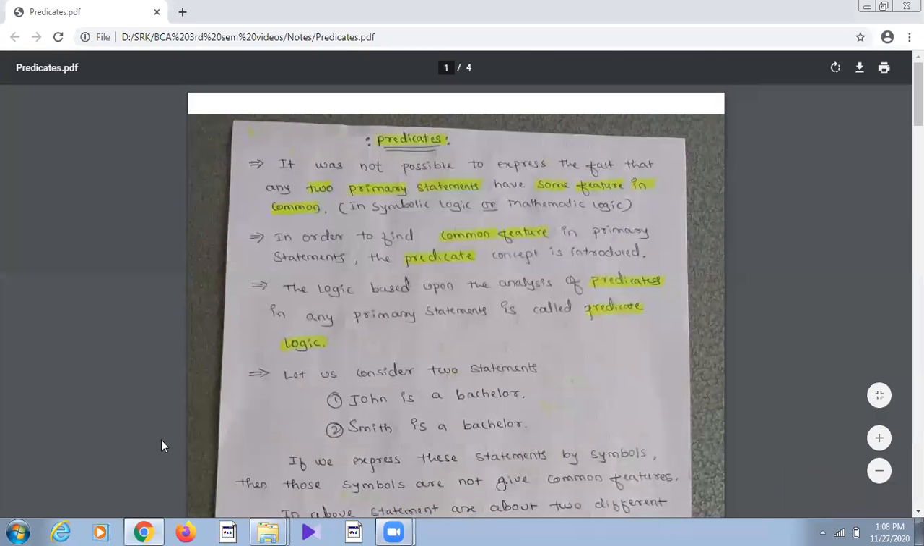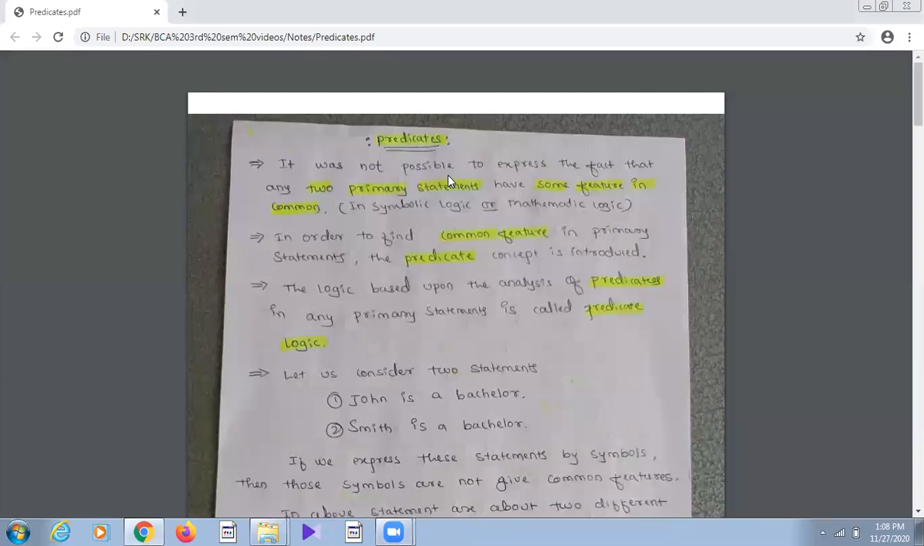So this is the new concept, that is the predicates. Whatever we have studied up to now, that is rule of inference, connective symbols, logical equivalence, these come under mathematical logic, or symbolic logic. So the next concept is the predicates. Before going to this concept, first understand why we use the predicates.